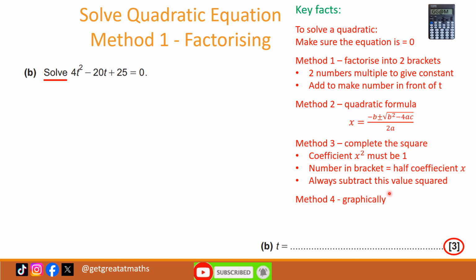Method 4 is graphically. That means draw a diagram to show what is going on, so you can see where the graph crosses the x-axis, or in this case the t-axis along the bottom, and that will show you how to do the question.